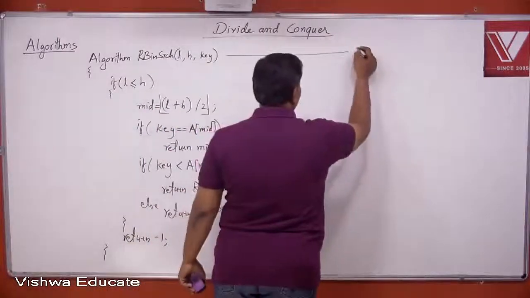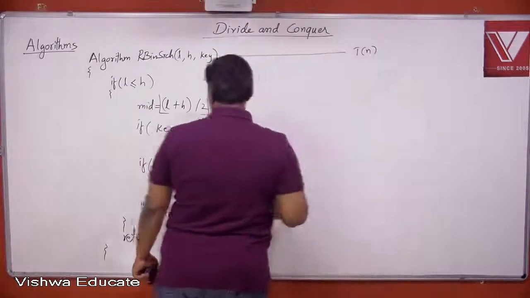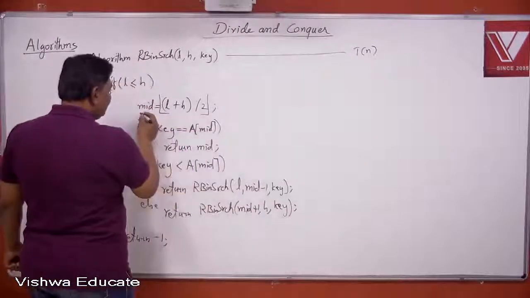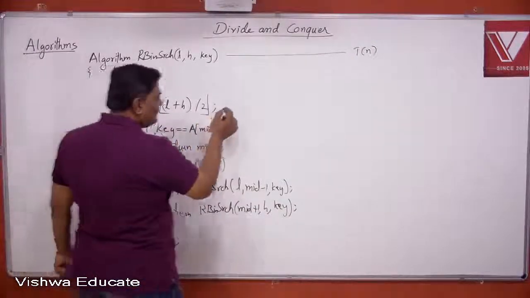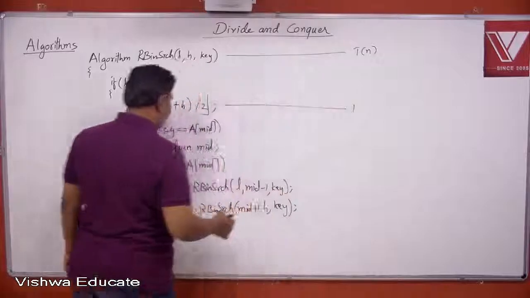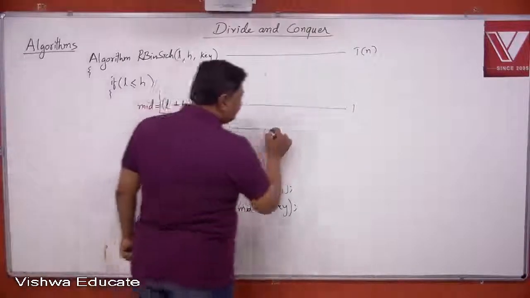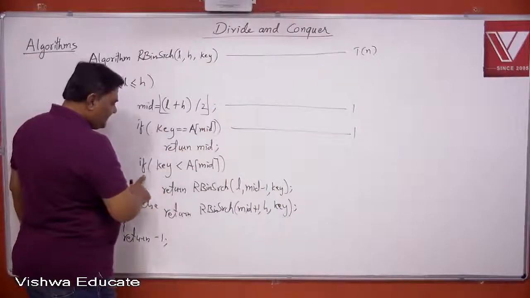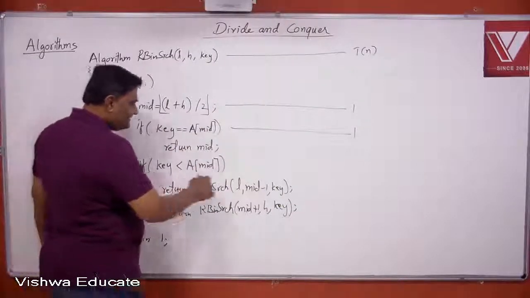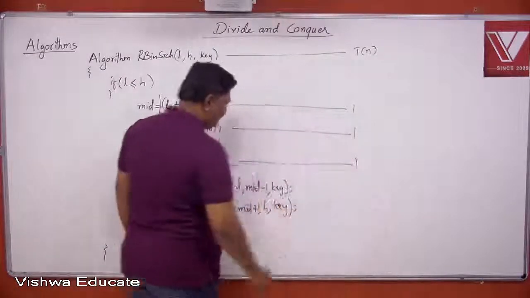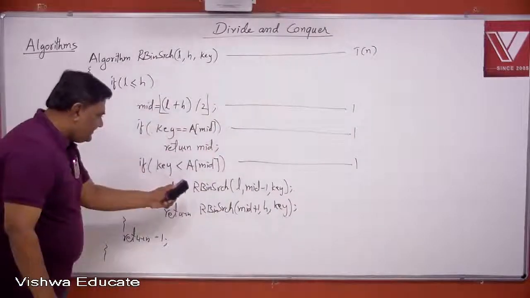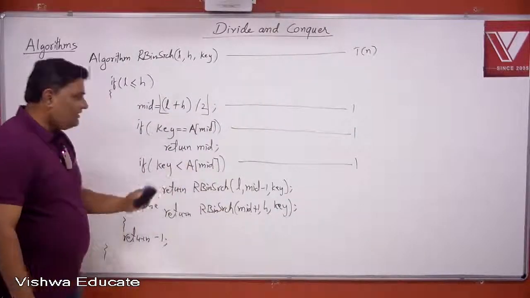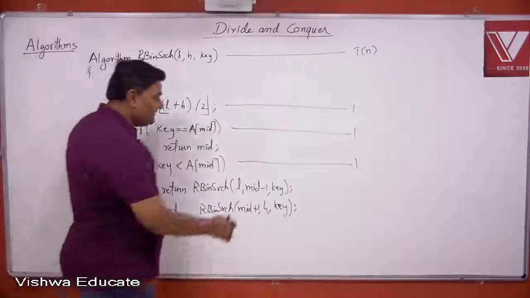We say that the time taken by this is T(n). Then what is it doing? Let us find out the time. This is 1. Then this condition is checked. This is 1. If it is true, it is returned, no problem. Or else this condition is also checked. Then either this is called or this is called, not both. Any one of them is called.